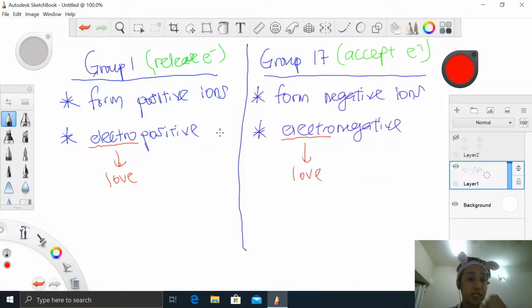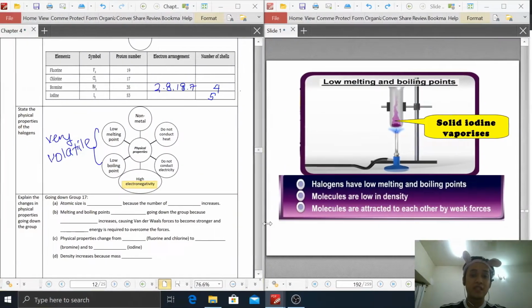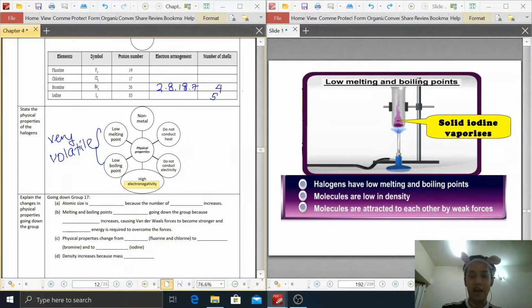So if we say an element is electropositive, meaning they love positive so much that they are going to form positive ions. How do they form positive ions? By releasing electrons. Whereas any element that loves to become negative is going to form negative ions and accept electrons. That is the meaning of the term electronegative, basically the strength to attract electrons.